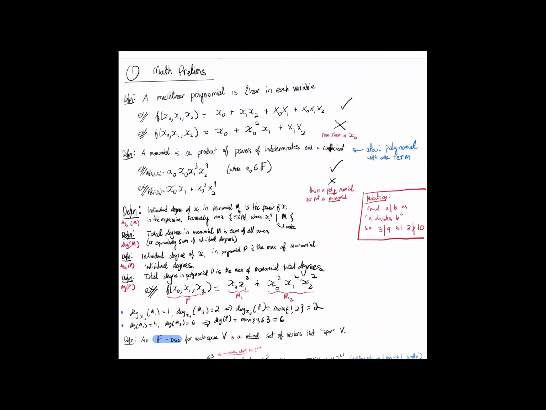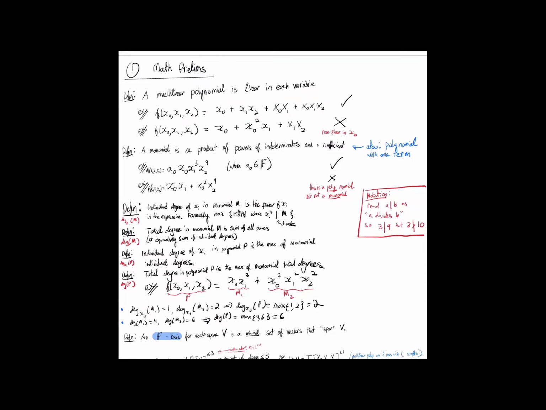So let's start. First, let's talk about what a multilinear polynomial is. It's just a polynomial that is linear in every single variable. What that means is, if you were to pretend x1 and x2 are constant, is this a linear polynomial? The answer is yes. Similarly, if I were to pretend x0 and x2 are constant, is this a linear polynomial in x1? The answer is yes. It's got to be linear in every single variable. That's what makes a polynomial multilinear. The second example is not multilinear because it's not linear in x0. We have an x0 squared term in here.